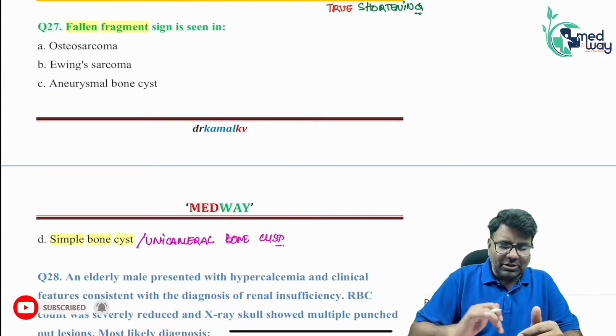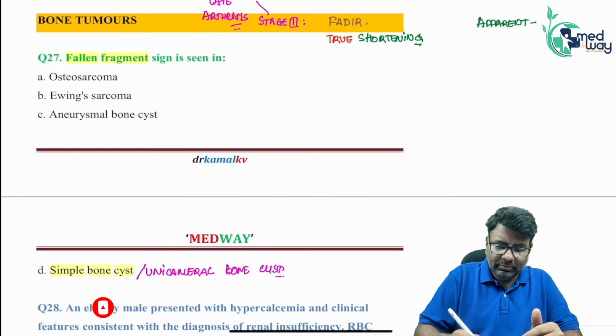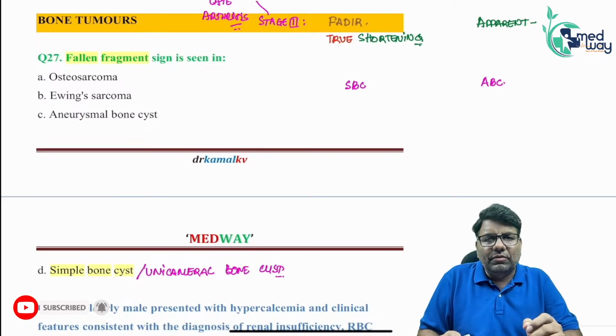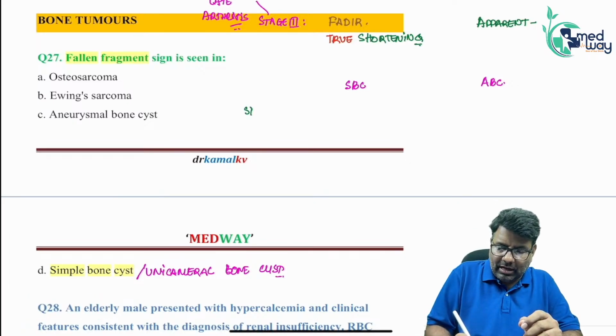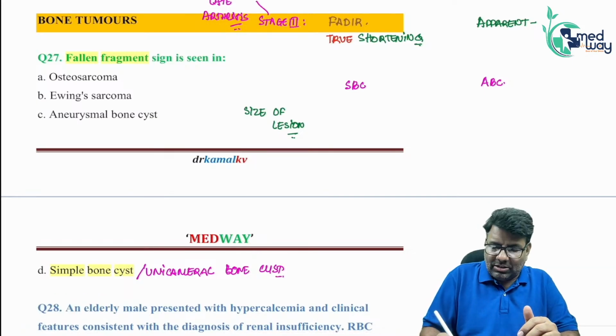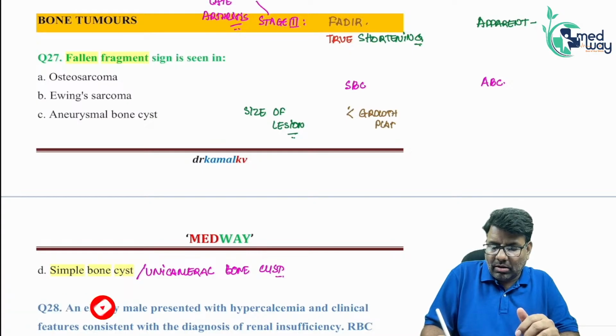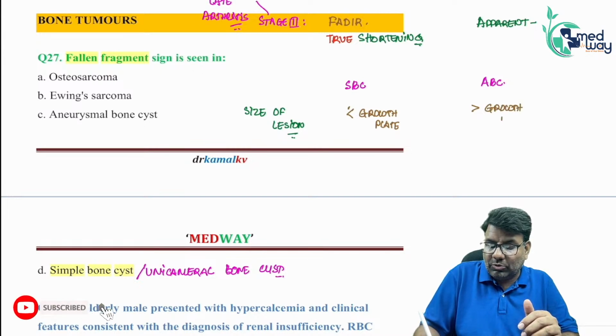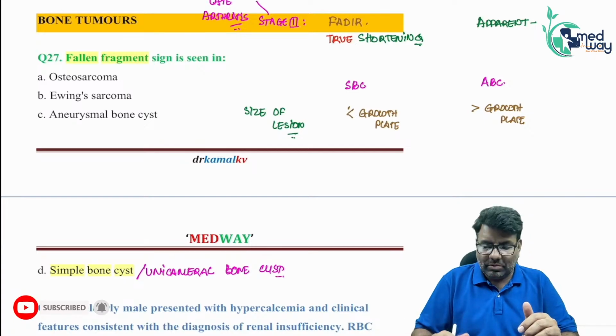Now, this condition has to be differentiated from the aneurysmal bone cyst. If I write simple bone cyst and aneurysmal bone cyst, one major difference between the two is the size of the lesion. Now in simple bone cyst, it is less than the size of the growth plate, and in aneurysmal bone cyst, it is more than the size of the growth plate. Yeah. So this is very important here.